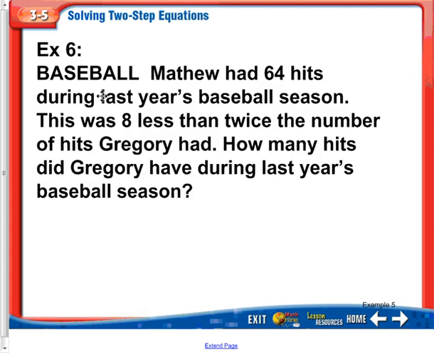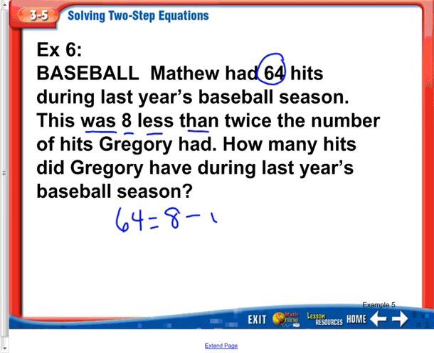For our last example, a baseball problem: Matthew had 64 hits during last year's baseball season. So 64 hits sounds like a total. So I'm going to start by writing 64. Then it says this was, and was is kind of a word like is. So I'm going to write an equal sign for was. And then we see 8 less, which is subtraction.